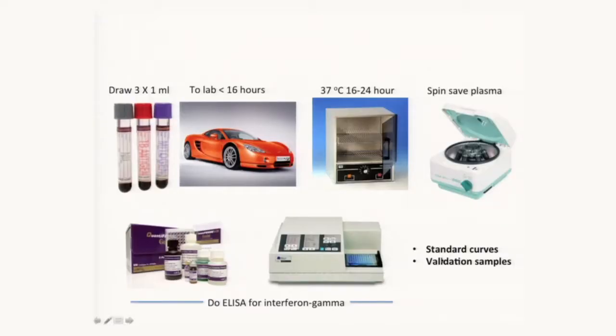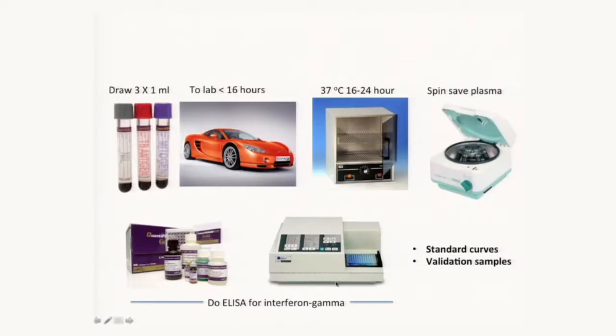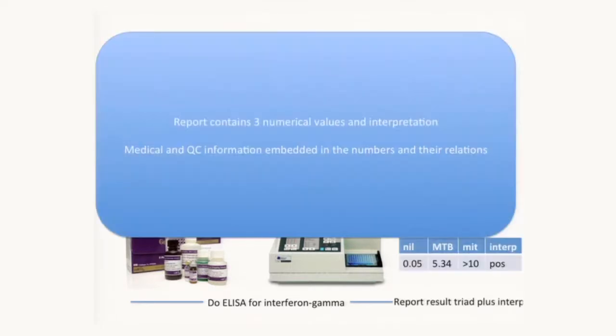And we do have standard curves on every plate, and we have validation samples and so forth that we use to make sure that that step is under control. And that step really hasn't been that big of a problem. And at the end of the day, you get a report. So that's sort of shown down here. Here's a typical report. It's got 4 parts to it. 3 numbers for the nil, the MTB, and the MIT is the mitogen, and then an interp that's kind of algorithm driven that we review, but it's really driven by the numbers.